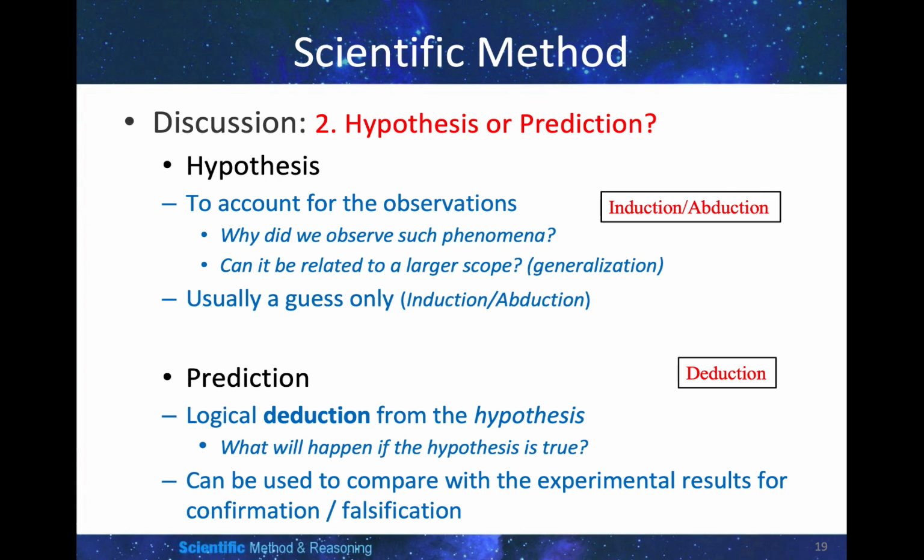day at 3 p.m. Predictions are logical deductions from hypothesis. What will happen if the hypothesis is true? If our hypothesis is that Eddie goes to the washroom every day at 3 p.m., then we predict that on the coming Sunday, Eddie will also go to the washroom at 3 p.m. Prediction can also be used to compare with the experimental results for confirmation or falsification. With that said, we can tell whether the hypothesis is true or false by checking if Eddie actually goes to the washroom at 3 p.m. on Sunday.